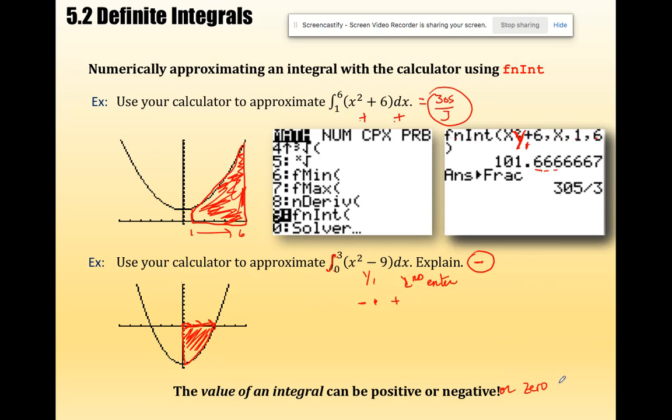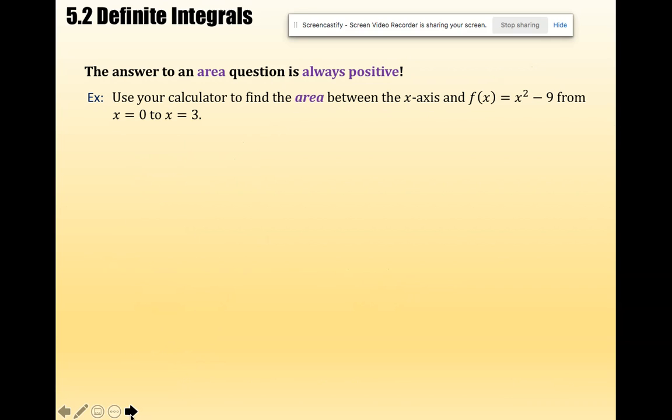Can you ever imagine when an integral would be 0? Think about that for a minute. So, what if I asked you this? Remember, the answer to an area question is always positive. So, I'm going to go back again.